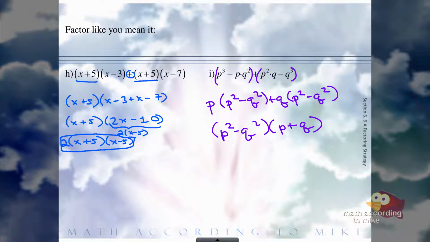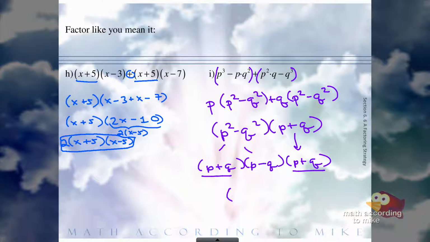Well, p squared minus q squared is a difference of squares. So this breaks up as (p plus q)(p minus q). And the p plus q that we had before just comes on down. You could leave it like this, but since these two factors are the same, you could combine them with a square on the factor. Technically, either of these two last lines are correct.